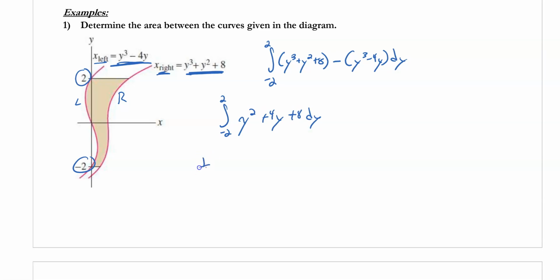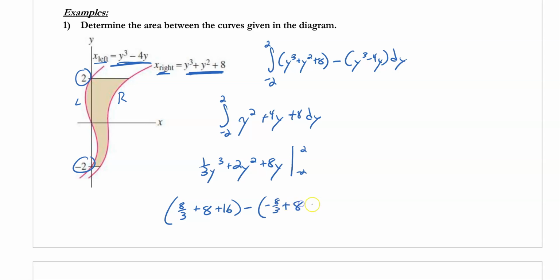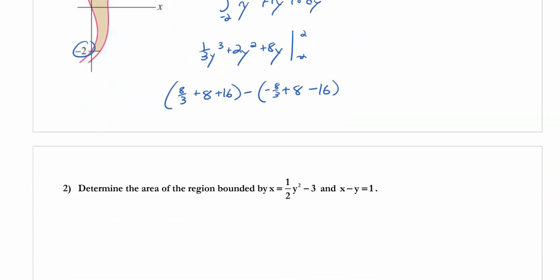Find the antiderivative, 1/3 y cubed plus 2y squared plus 8y from negative 2 to 2. We would plug these in. We would get 8/3 plus, let's see, 4 squared times 2 is going to be 8 plus 16 minus, if we plug in negative 2, we're going to get negative 8/3 plus 8 again minus 16 here. Okay, and then we would obviously simplify things, combine all this and get one final answer, but we'll go ahead and just leave it there. We've applied the FTC and we're in pretty good shape.